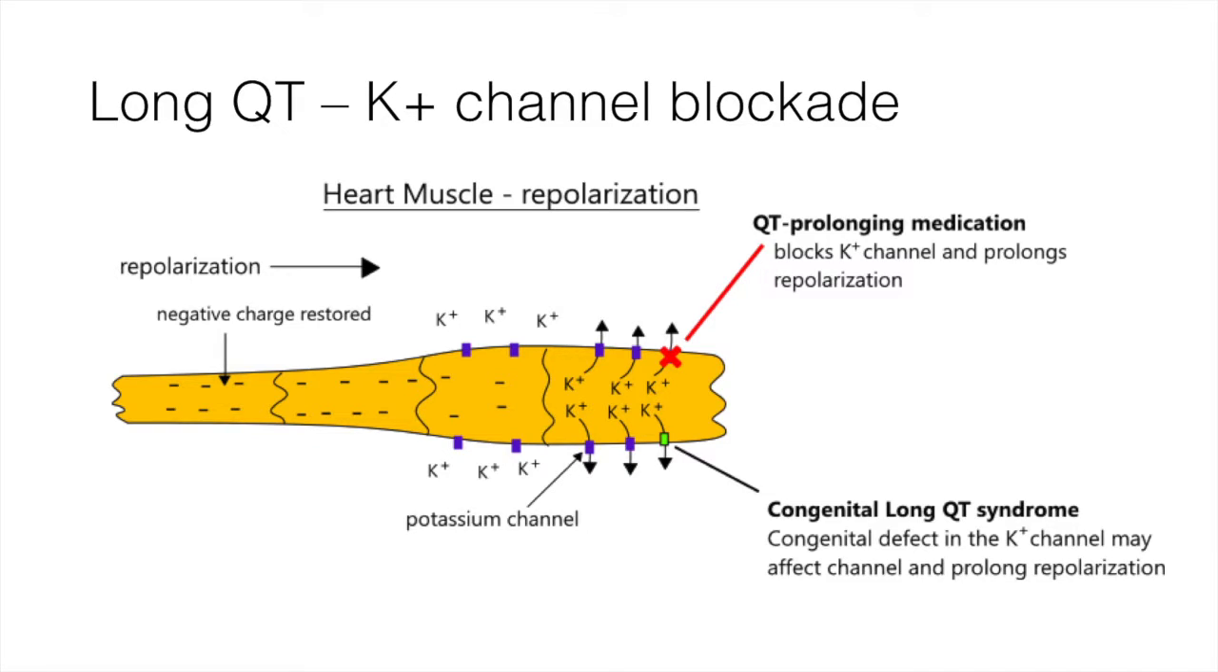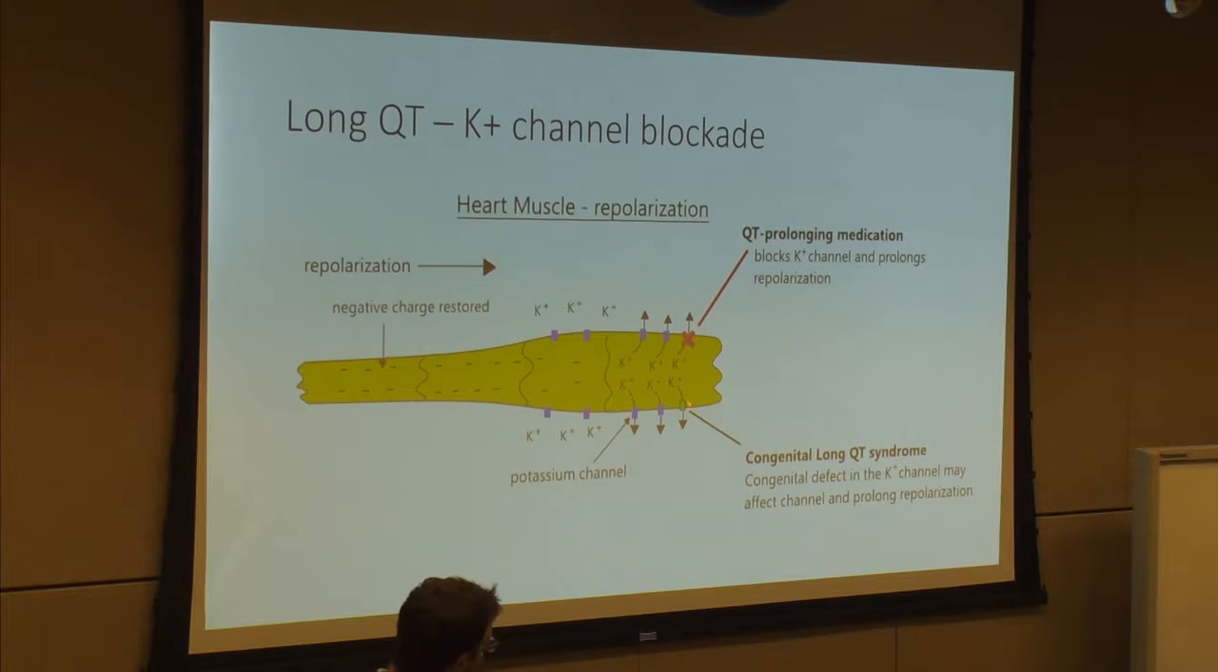So how do I get long QT? This is a series of cardiac myocytes, okay? So as I repolarize down this chain, remember, I'm depolarizing and repolarizing. As I'm going back to a depolarized, repolarized state, I can either have QT blocking drugs, which by and large are going to be sodium or potassium channel blockade, or I can have congenital diseases that alter the ability of that channel to work, okay?